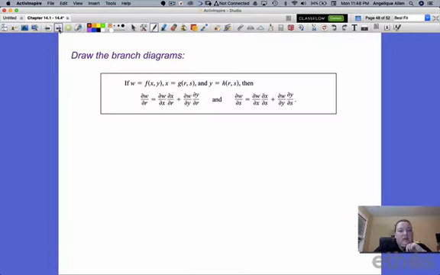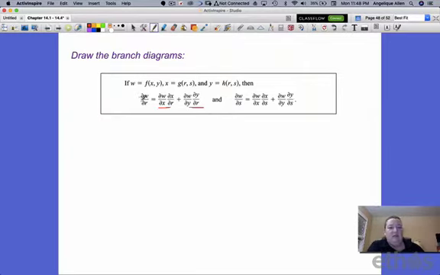All right, moving on. I'm going to draw branch diagrams for a couple of different things. I want you to notice that we have f of x and y. Okay, and then we have x is a function of r and s, and y is a function of r and s. Now, what is that going to look like? I want to make sure that you're thinking about how this changes depending on what they give you. And there's a big old hint here.